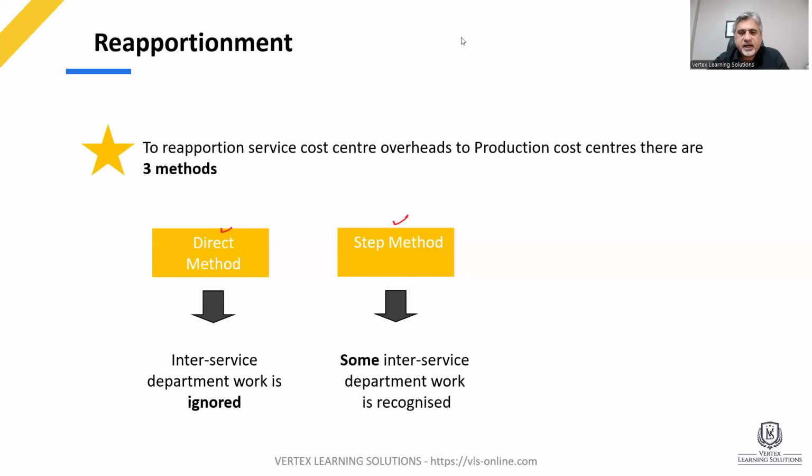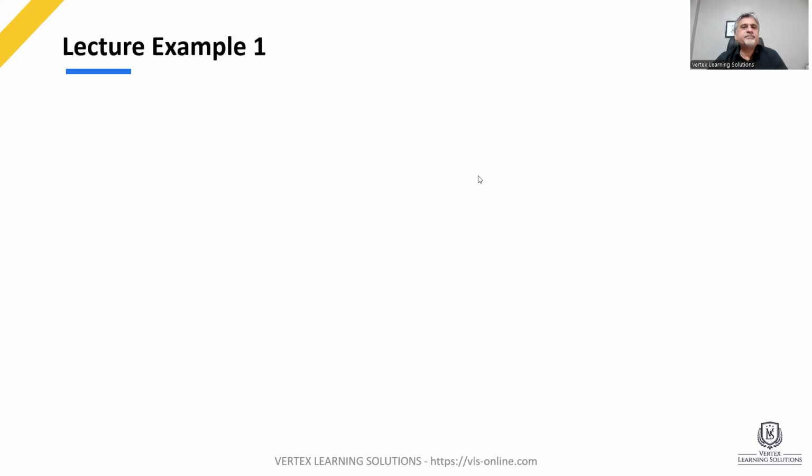Now let's see how we do that. We will create a hypothetical example. I just assumed some numbers for the sake of this session. And we first are going to discuss the direct method, where service departments do not provide service to each other.